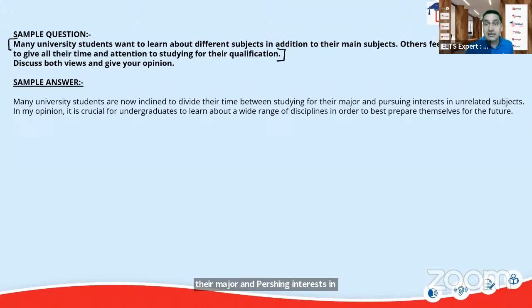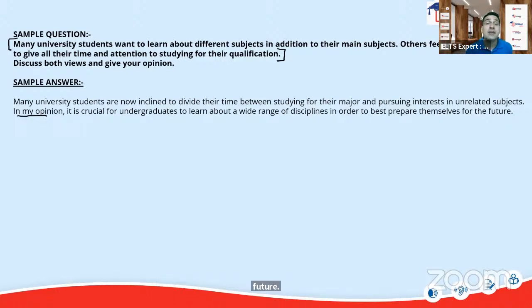So we have written the given statement in our own words. If you're somewhat in the same direction, you'd be fine. Then you would express your opinion by writing a linker or a cohesive device like this one. In my opinion, then put a comma. It is crucial for undergraduates to learn about a wide range of disciplines in order to best prepare themselves for the future. Your opinion should be very clear.